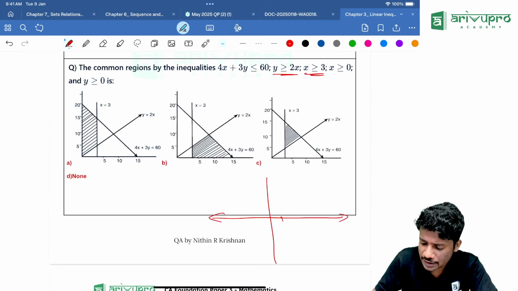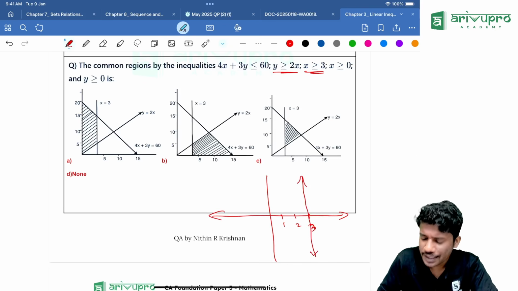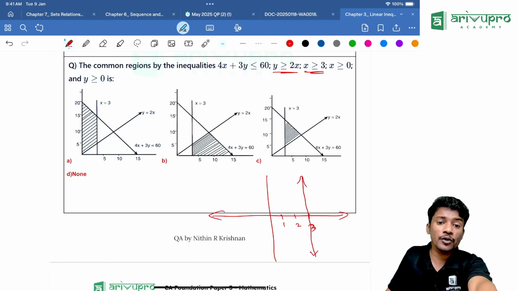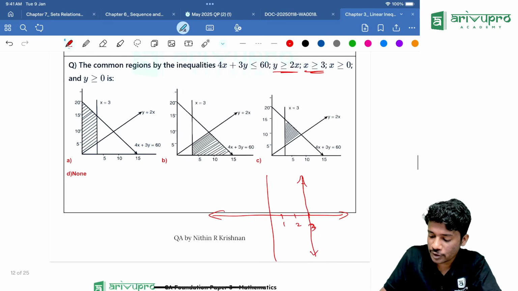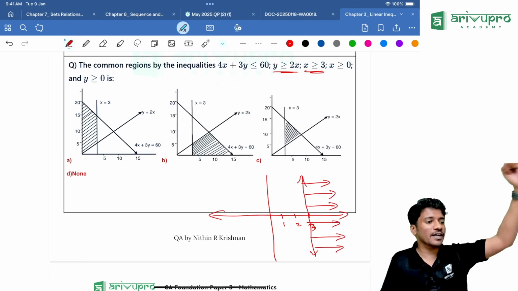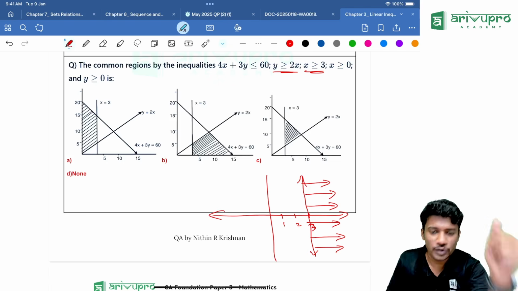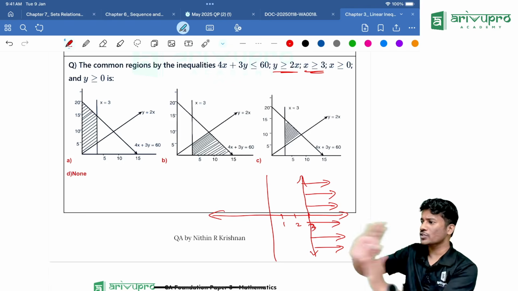Then x greater than 3 means 1, 2, 3 is there. That means this entire line will be what? x greater than or equal to 3 means the graph will be towards which side? Towards this side. Greater than or equal to 3 means 4 is possible, 5 is possible, 6 is possible. Is 2 possible? No, 2 is not possible. That means it is going towards this side.